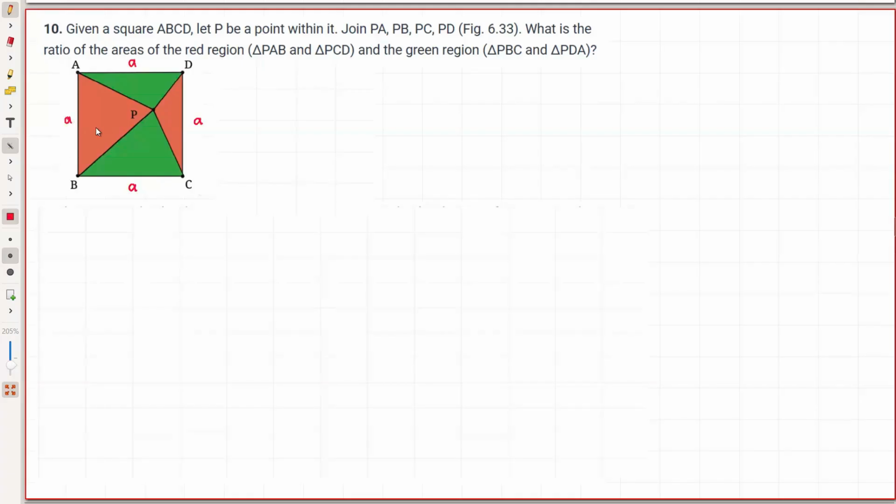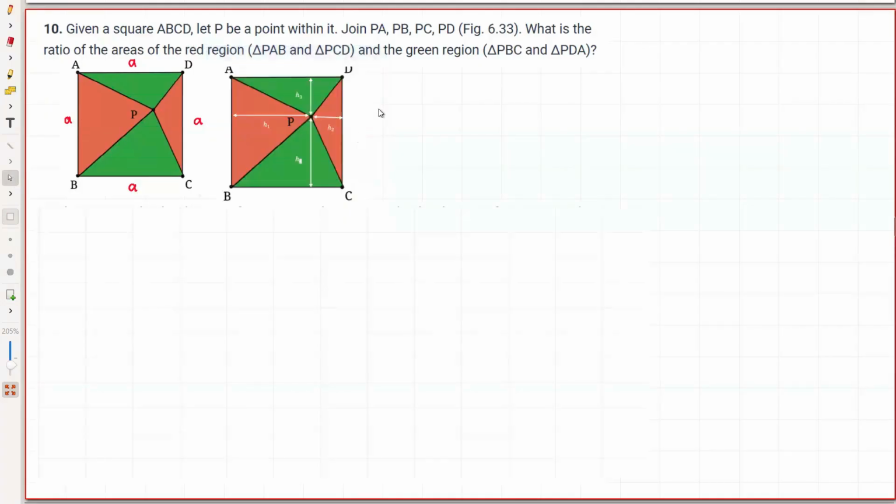So now I'm going to construct a perpendicular line for the red region on this side, and likewise for the green. I'm going to draw the height of the triangles. If you draw the heights, you will get a diagram like this. I'm drawing height 1, height 2, height 3, height 4, for finding the area of the triangles.